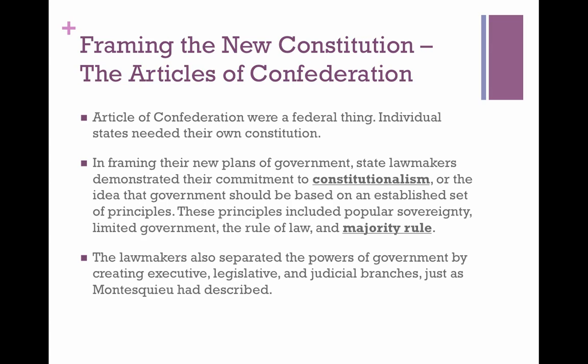Okay, so framing the new Constitution and the Articles of Confederation. It was a federal thing, a national thing over all 13 colonies. So individual states then also needed their own constitutions. In framing their new plans of government, state lawmakers demonstrated their commitment to constitutionalism, which is the idea that government should be based on an established set of principles. These principles would include popular sovereignty, limited government, the rule of law, and majority rule. The lawmakers also separated the powers of government by creating an executive, legislative, and judicial branch, just as Montesquieu had described.